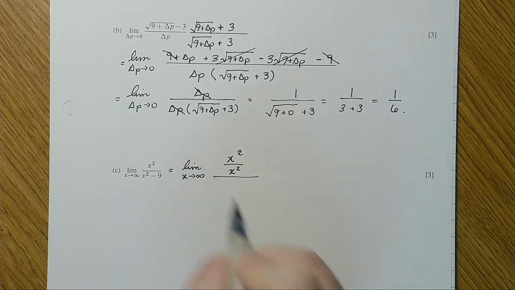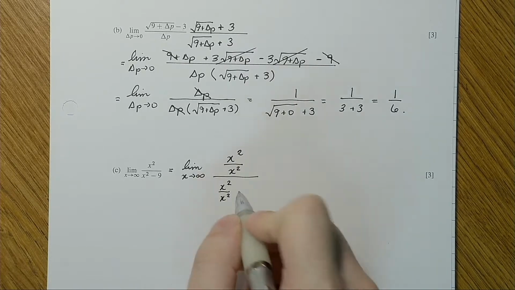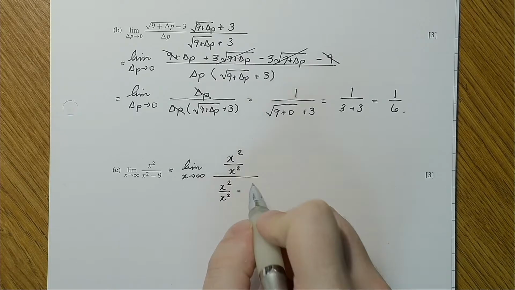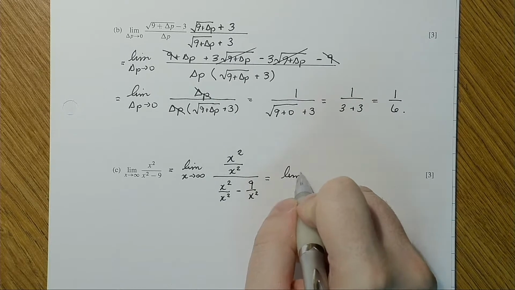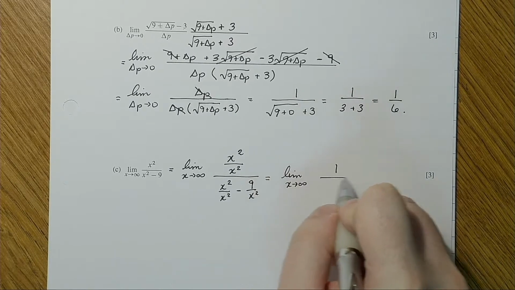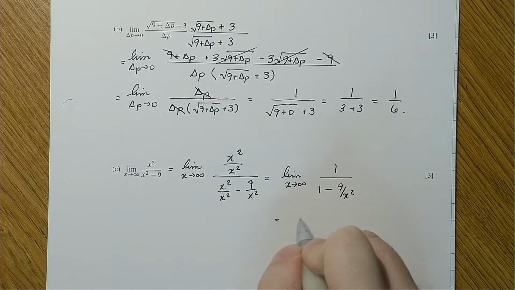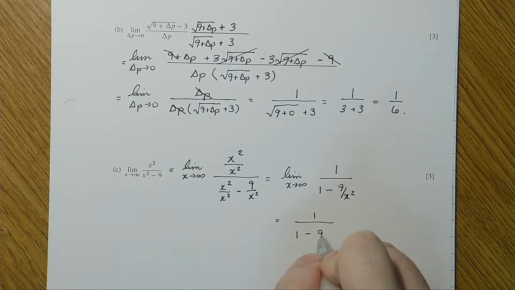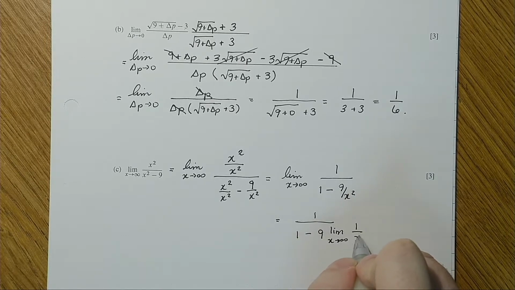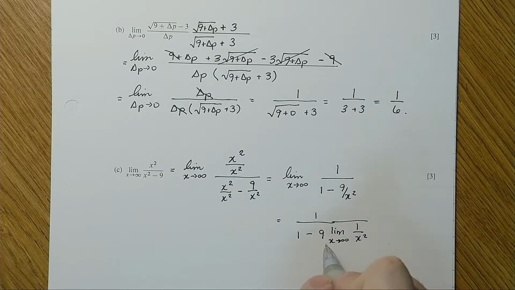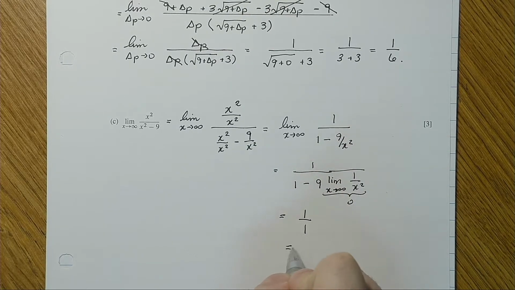Okay, in this one, to handle the limit with the infinity, I divide everything by the largest degree term. And what I'm left with is this. I got 1 over 1 minus 9 over x squared. And if I take the limit of that, this one right here, that is 0. So that leaves me with 1 over 1, which is equal to 1.